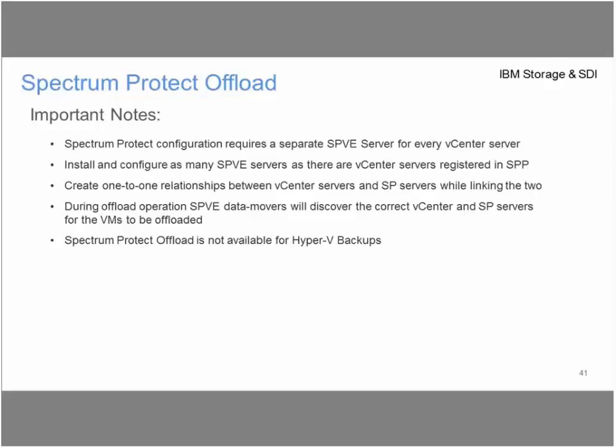During the offload operation, the Spectrum Protect for VE data movers will discover the correct vCenter and Spectrum Protect servers for the VMs to be offloaded. That's not something you have to manually set. Spectrum Protect for VE will handle that automatically. One final note that's important here is that Spectrum Protect offload is not available for Hyper-V backups. This is currently only supported and available for VMware virtual machines.